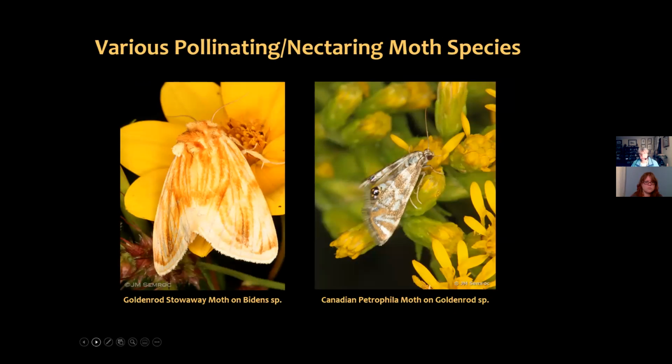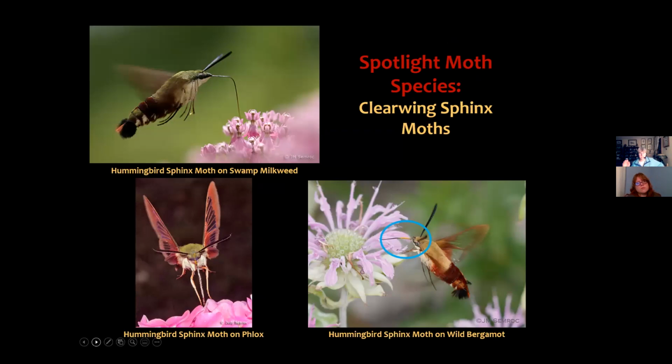I have several buttonbushes in my yard that are not in those types of areas, and they do very well. Here's a goldenrod stowaway moth. These are moths that are out during the day. The Canadian Petrophylla. Again, goldenrod. Bidens can be another one. Even if you have pets that get the little stick tights in their fur, a lot of insects are gravitated toward that type of flower.